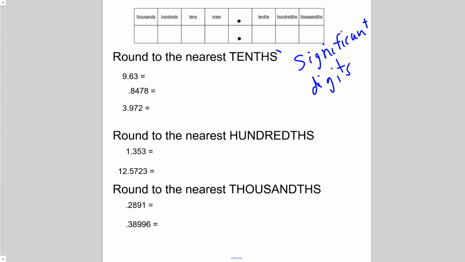So if we round these first set of numbers to the nearest tenths place, that's right here, that's the tenths. That's your significant digit. That means that anything that follows the tenths, we don't even want. We're going to get rid of those. Okay? So let's take a look at how that looks. Our first number is 9 and 63/100.